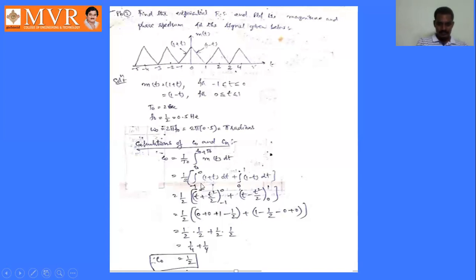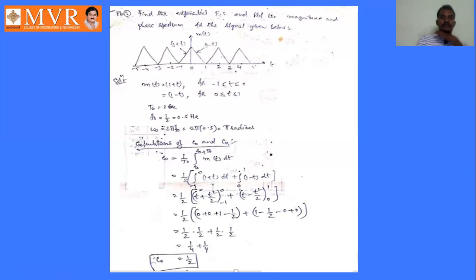Okay. So integral 1 dt, that is t. Integral t dt, t square by 2. Integral 1 dt, t. Integral t dt, t square by 2. So here the limits are minus 1 and 0. Here the limits are 0, 1. Okay. By simply substituting these values in these expressions, we will get C naught value is 1 by 4 plus 1 by 4, that is 1 by 2. C naught value is 1 by 2.